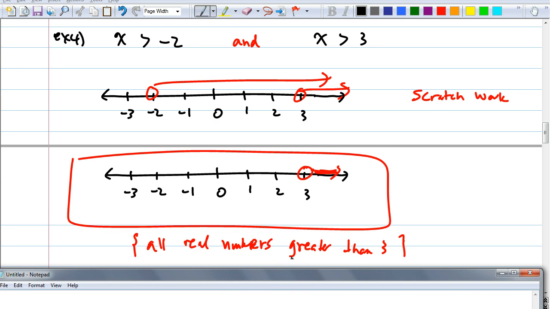Okay. Because that's where they overlap, right? All numbers greater than 3 is where it's going to be a solution for both of these to be true, right? That's where they overlap right here. Does that make sense?